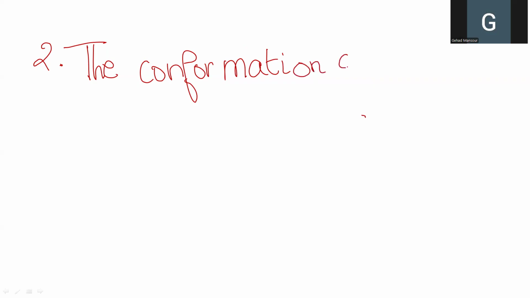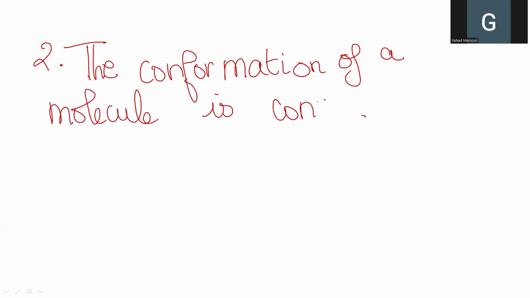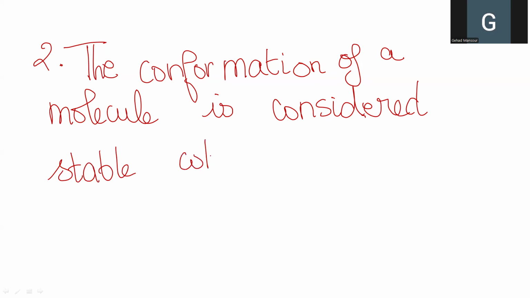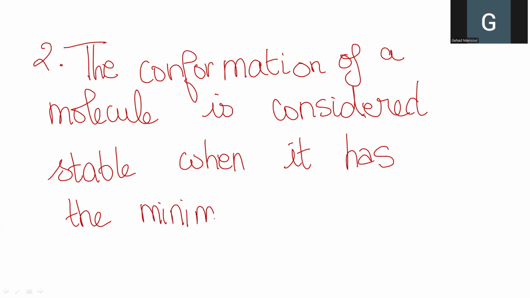So the conformation of a molecule is considered stable when it has the minimum potential energy. This sounds logical because there is an inverse relationship. Okay, so these are two important facts to understand.